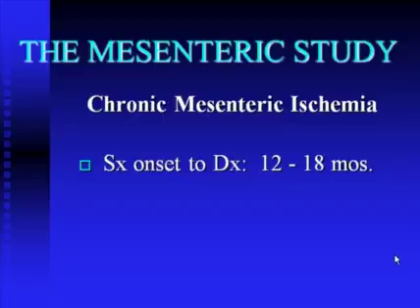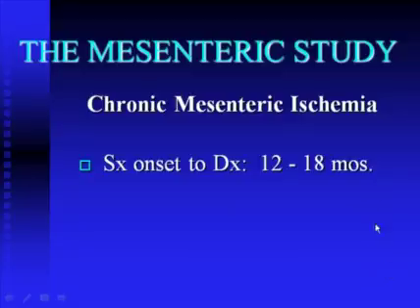Interestingly enough, there's significant delay in diagnosis in this process as well, though this is not so much life-threatening as acute mesenteric ischemia, in that it takes 12 to 18 months from onset of symptoms on average in the reported series to reach the definitive diagnosis.